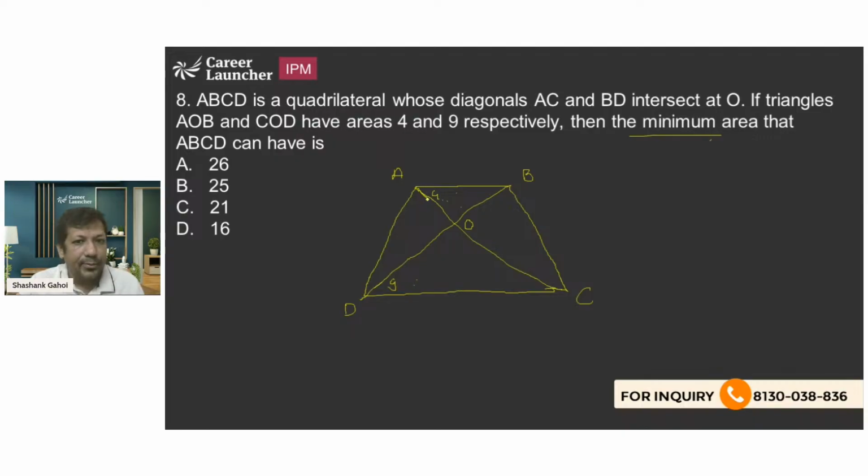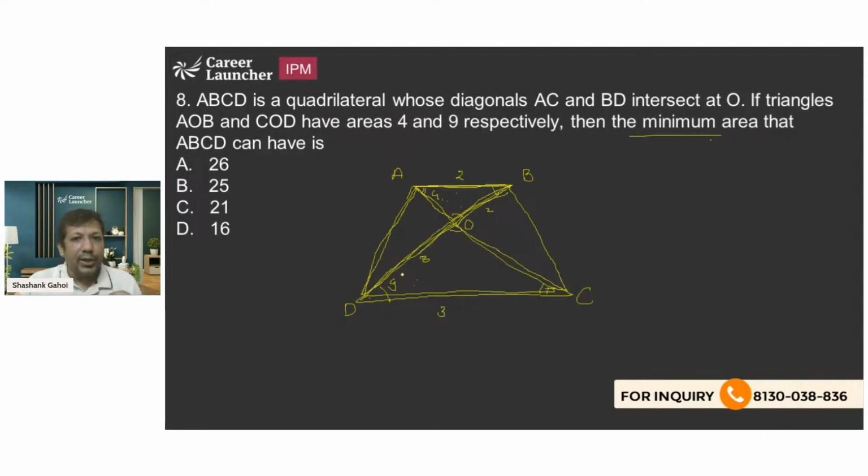Now, if it is a trapezium, this triangle AOB is going to be similar to this triangle, because this angle is equal to this angle is equal to this angle, and these two angles are opposite, so they will be equal. Now, the ratio of areas is 4:9, so the ratio of sides is going to be 2:3. The ratio of all the sides will be 2:3, right? In this triangle, the ratio of sides is definitely going to be 2:3 because AOB is similar to COD, right? So this side is 2, this side is 3.